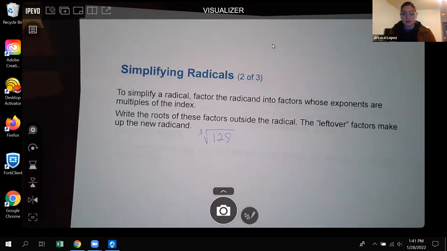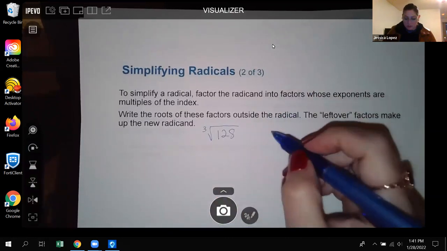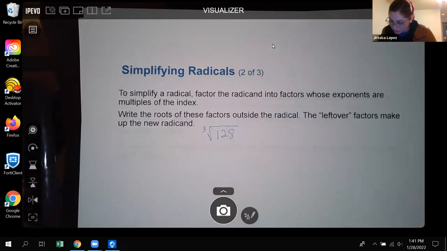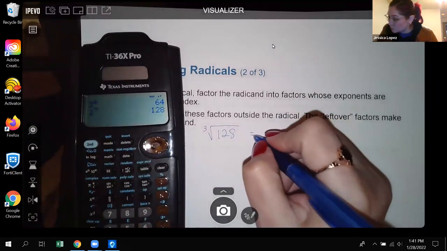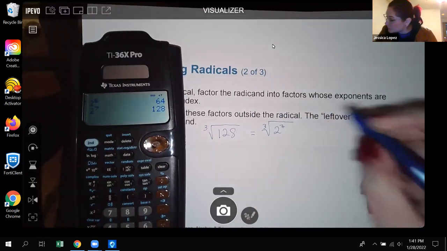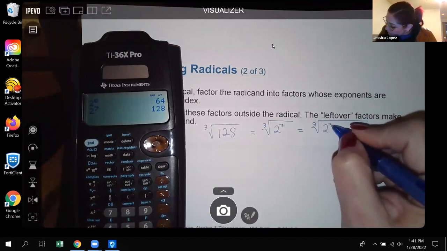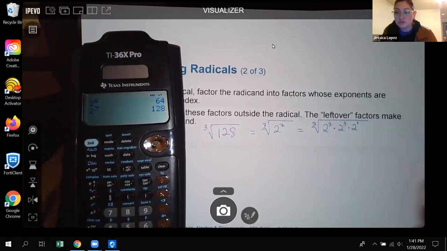128. In order for me to simplify that, I need to write this out. So I know that 128, let me see, 2 to the power 6 maybe? Nope, 2 to the power 7 maybe? I'm just guessing on the calculator. So apparently 128 is 2 to the power 7. And so what I'm going to do is group these in threes. If I have 3, then I have 3 more that make 6 twos, and so I'll just have 1, 2 left over. That's 7 twos on the inside.